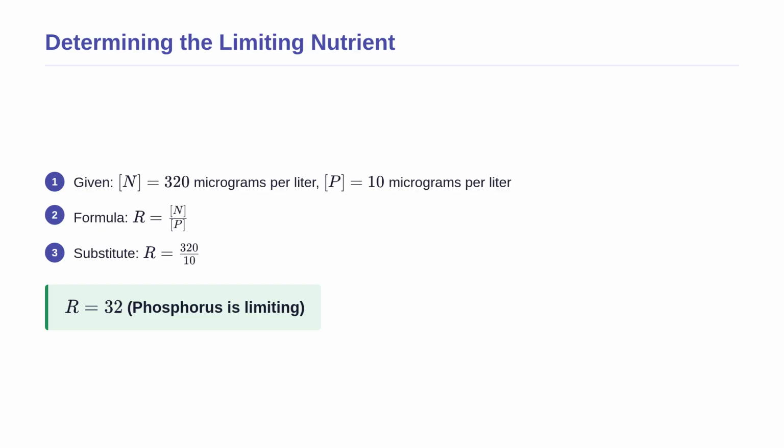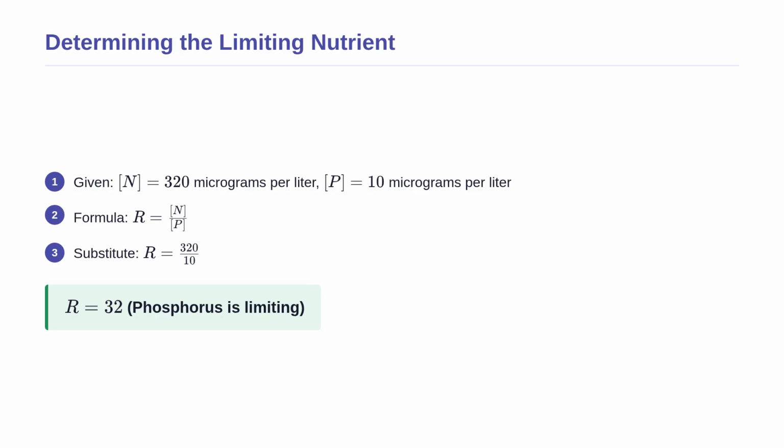Let us test this ratio with a water sample suspected of agricultural pollution. We are given a dissolved nitrogen concentration of 320 micrograms per liter and a phosphorus concentration of 10 micrograms per liter. We need to calculate the ratio and determine the limiting nutrient. We use our ratio formula because it directly compares the availability of these 2 elements.